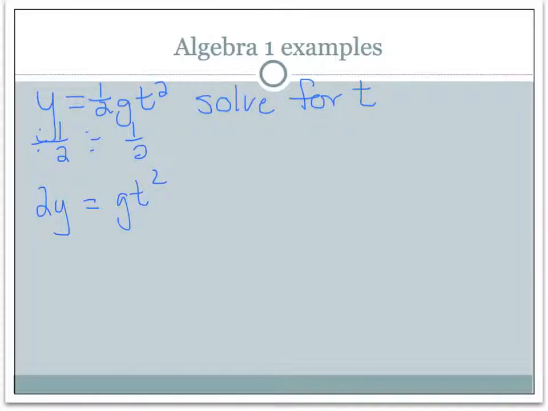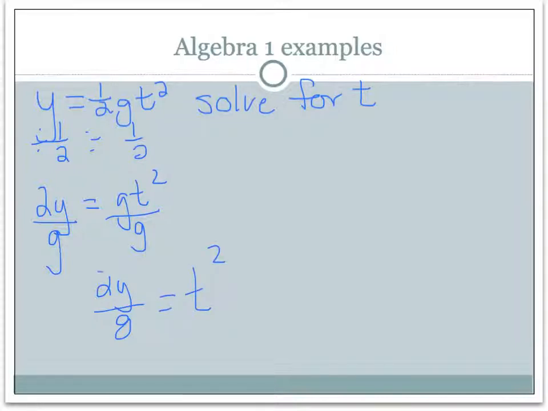Okay, so the next thing we need to move is the g. G is multiplying the t. So, opposite of multiply is divide. So now I'm going to divide both sides by g. Okay, that leaves me with 2y divided by g equals t squared.